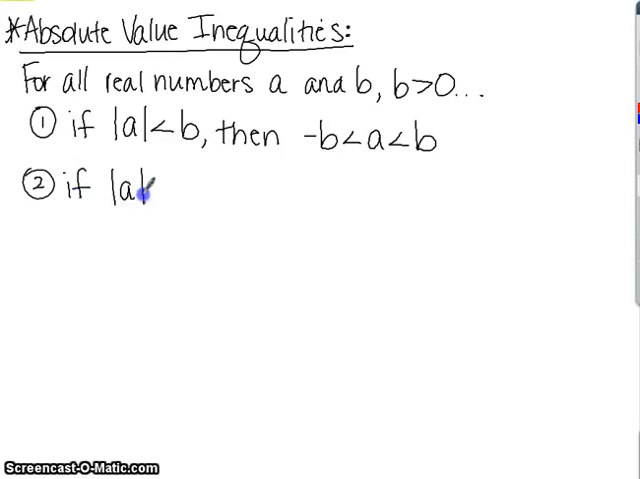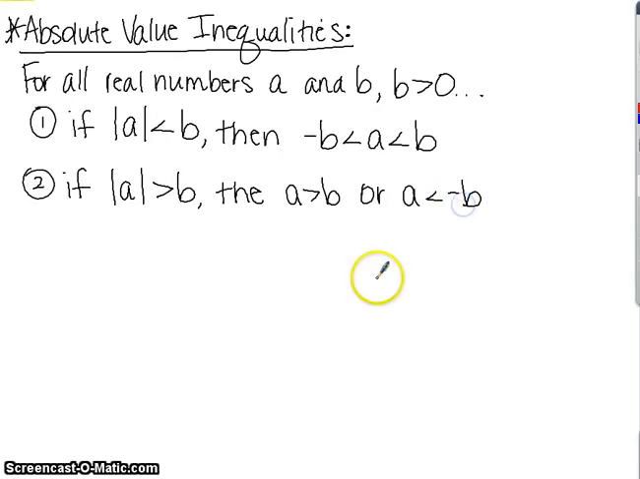If the absolute value of A is greater than B, then A is greater than B, or A is less than negative B. Okay? So if it's a greater than, it's going to turn it into an "or" statement.